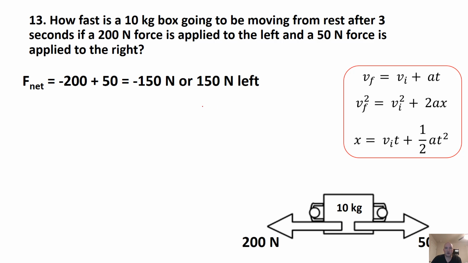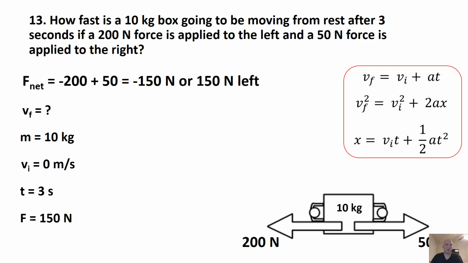And so we can find our overall force. We make the left negative, right positive. We get negative 150, or just 150 newtons to the left, and then we can start doing the problem. It's asking you for how fast it's moving at the end. So that's the final velocity. It's telling you its mass. It tells you it started at 0 meters per second. It tells you 3 seconds it took. And we have our force from up here. This will be our Fnet.